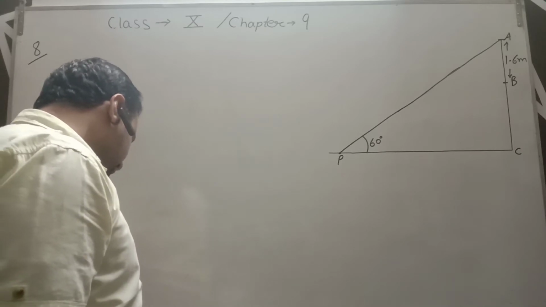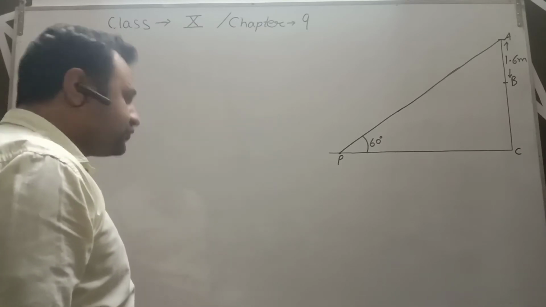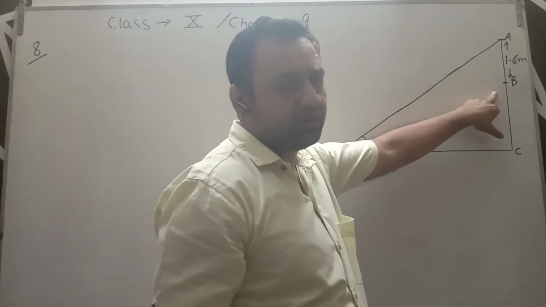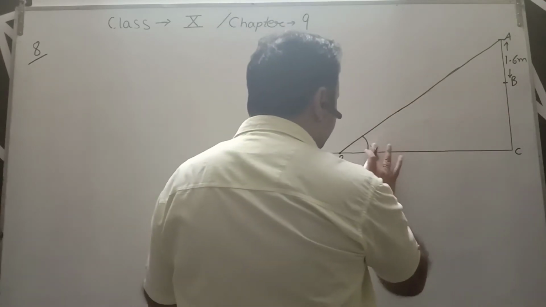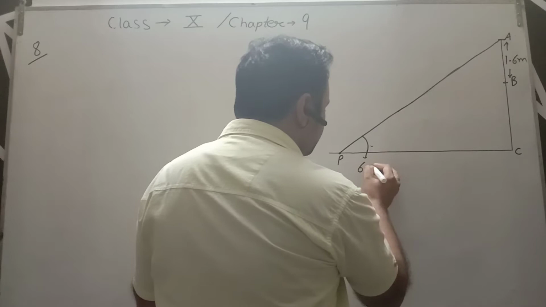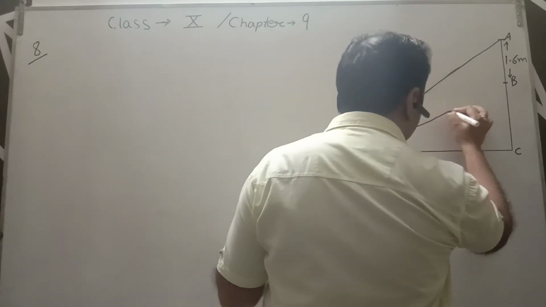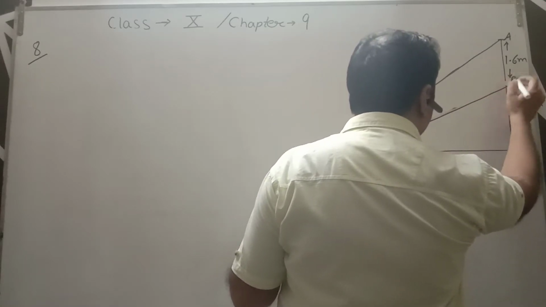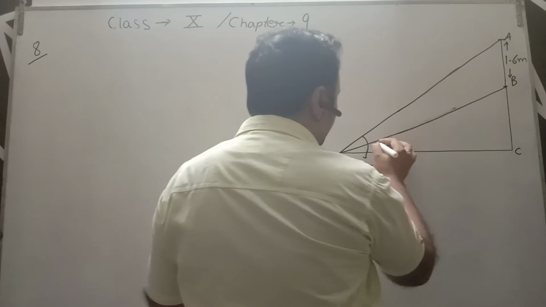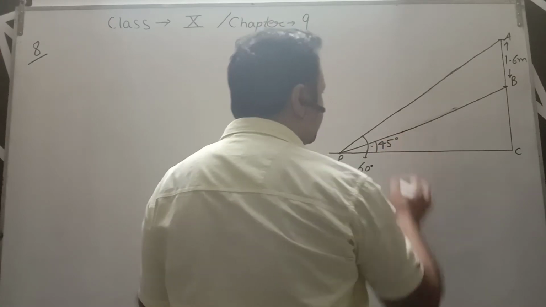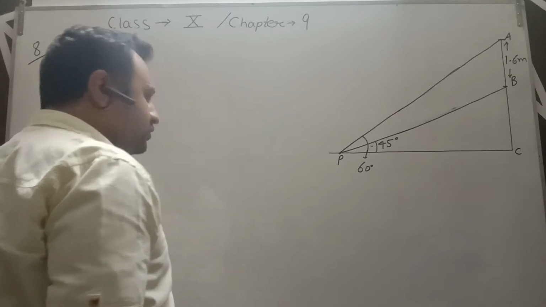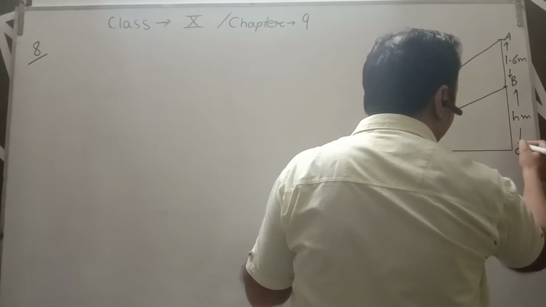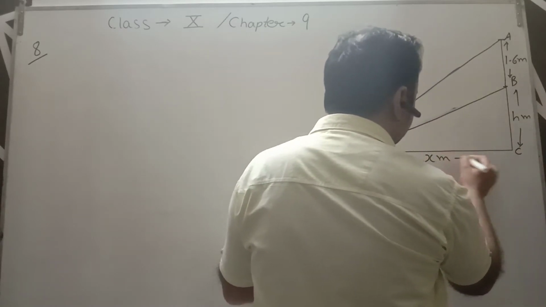From the same point, angle of elevation of the top of a pedestal is 45 degree. इसी पॉइंट से जब पेडेस्टल के टॉप को ऑब्जर्व किया गया तो एंगल ऑफ एलिवेशन इज 45 डिग्री. So its angle is 60 degree, and now we join, so angle of elevation is 45 degree. Find the height of the pedestal. In the question we have to find out the height of the pedestal and we suppose it is x meter.